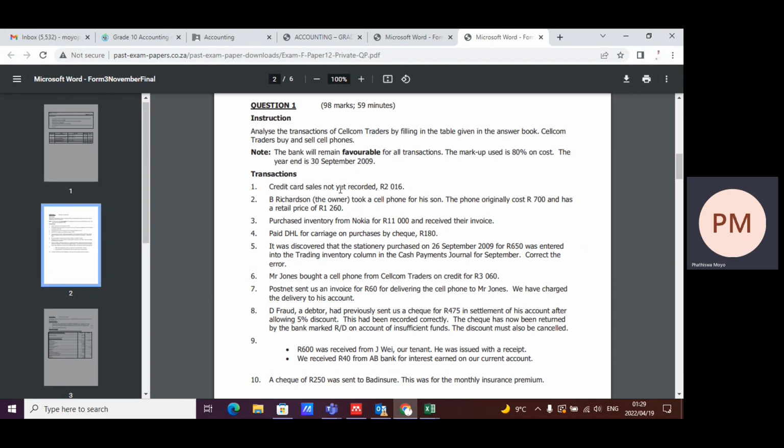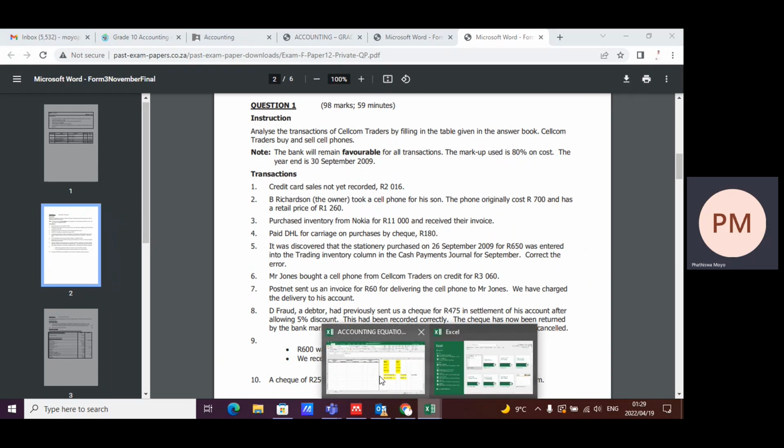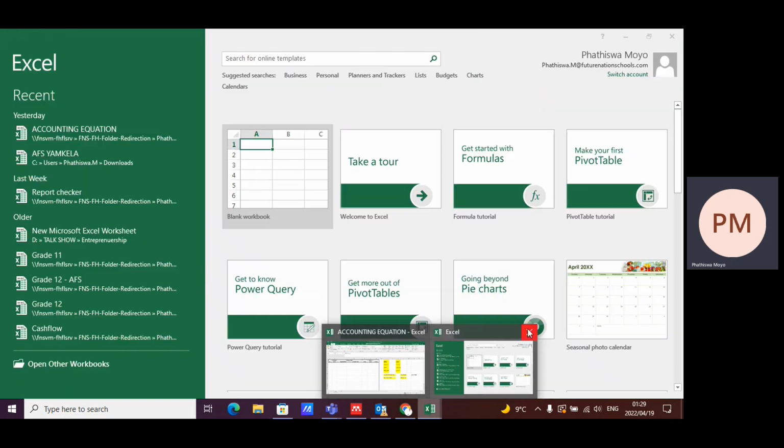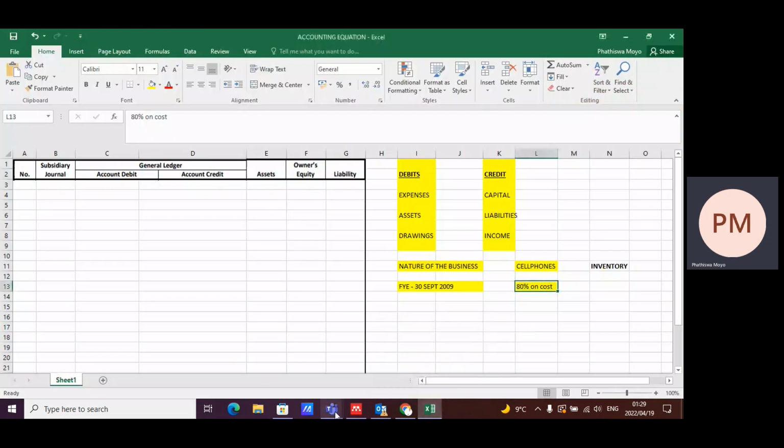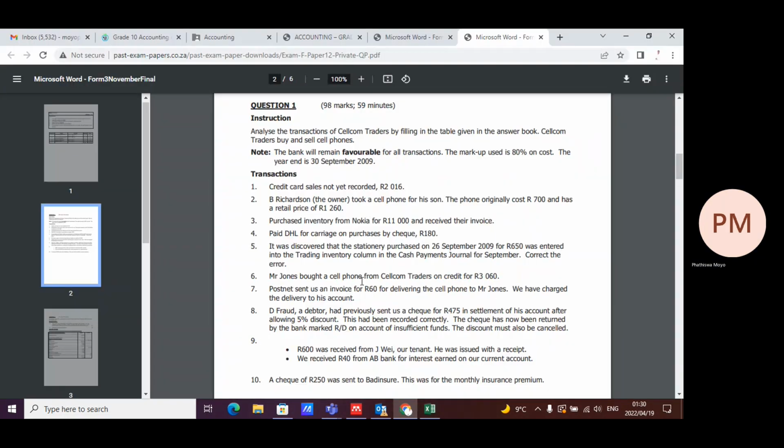Okay. So they're saying here, credit card sales not yet recorded. They are 2016 rands. Okay. So we go back. It's transaction number 1. So where would you record credit card sales? So let me explain this. This is a number of customers, or one customer.